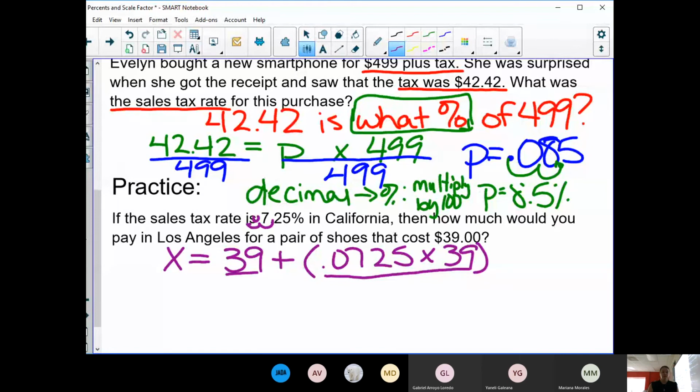So let's solve 39 plus 0.0725 times 39. What do you get for the cost of the shoes? And round to the nearest cent.